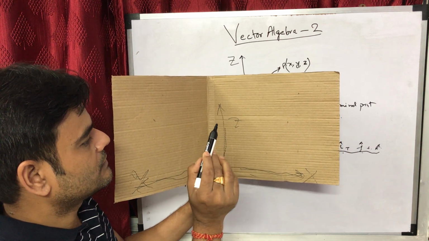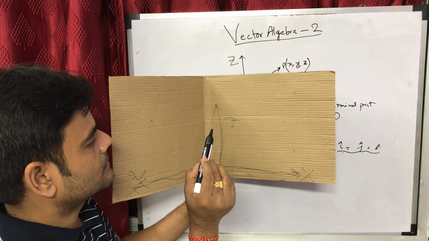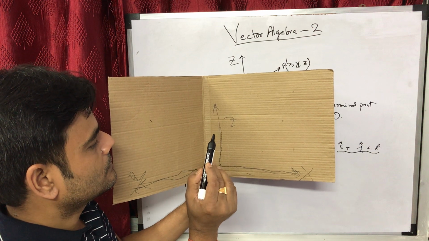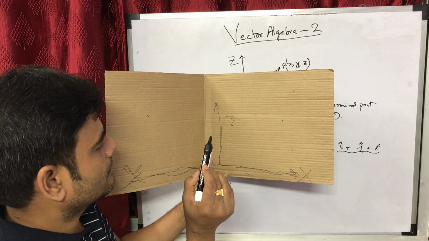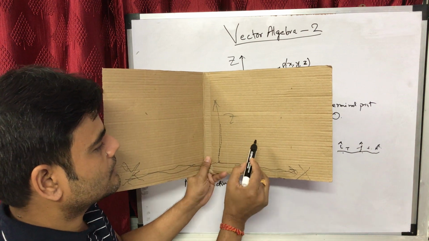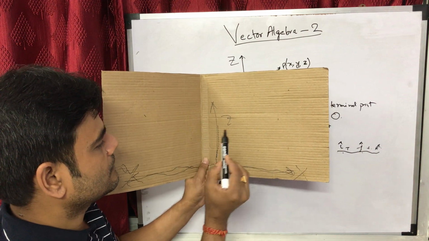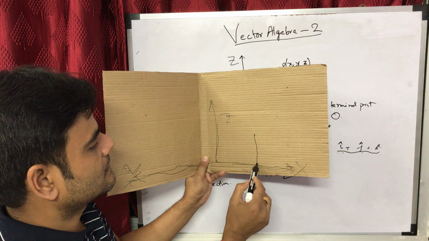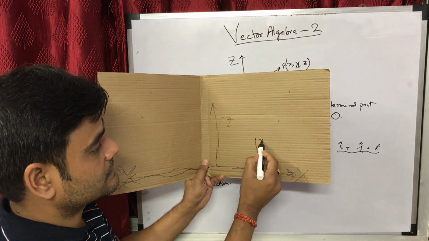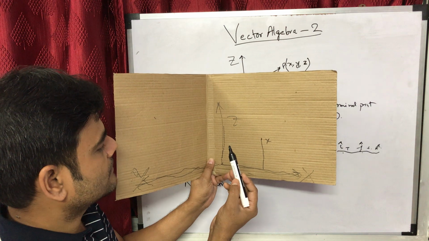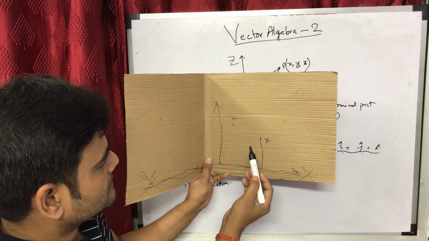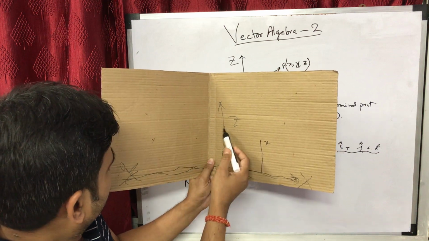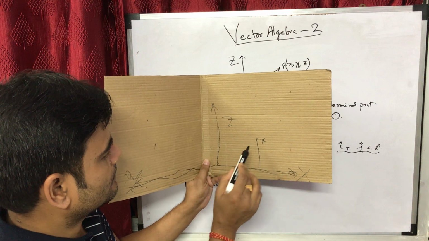How will you determine the coordinates? If you want to determine the x component, what you do is drop a perpendicular on the yz plane, right? From here you drop this on the xz plane. On the xz plane, this length is x. If you want to know how much is y, in this direction, you drop a perpendicular on the plane, here you drop on xz.